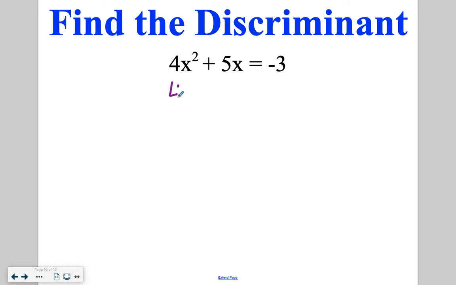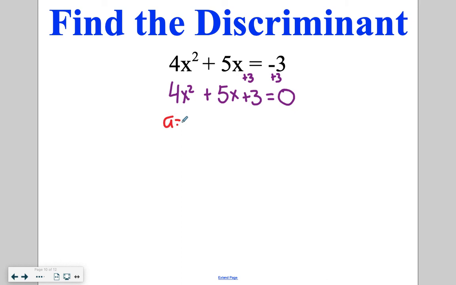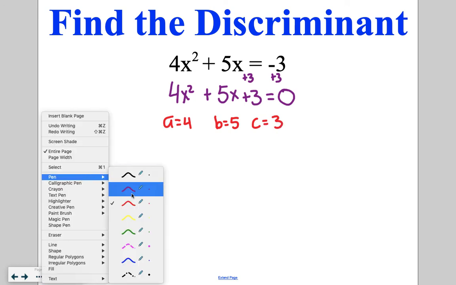So once again, we need to have it in standard form. So 4x squared plus 5x, and then I need to add 3 to both sides of my equation. So plus 3 is equal to 0. Then I'm going to go ahead and say that a equals 4, b equals 5, and c equals 3, once again, just to make sure I keep those numbers straight.